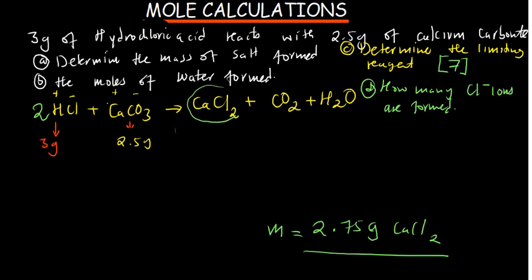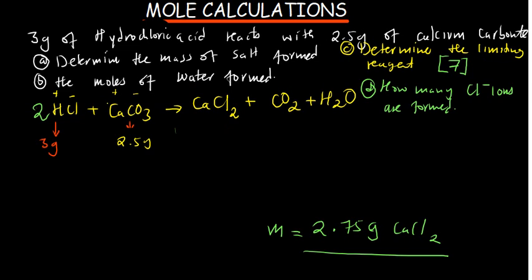This is an ionic compound. That is because it contains a metal and a non-metal. Now I want to find how many chloride ions are formed. What we are going to do is we need first to determine the number of moles of this compound that is formed. That is the first thing.